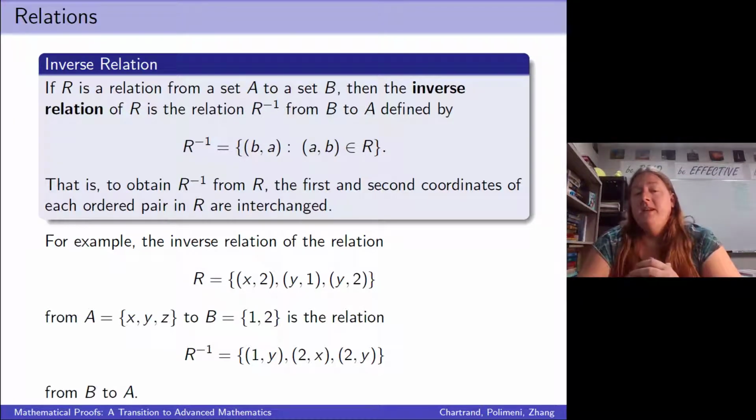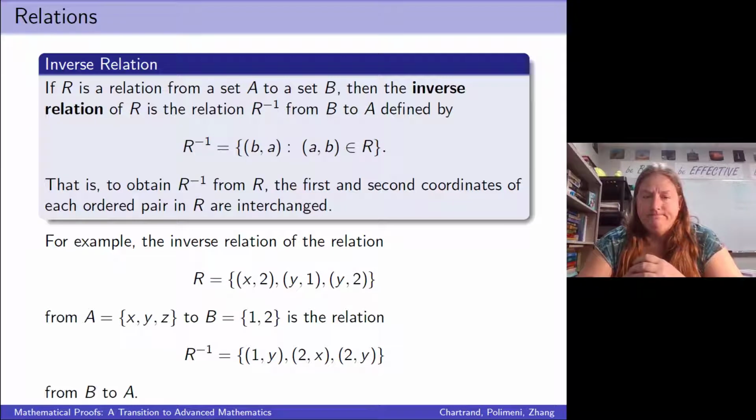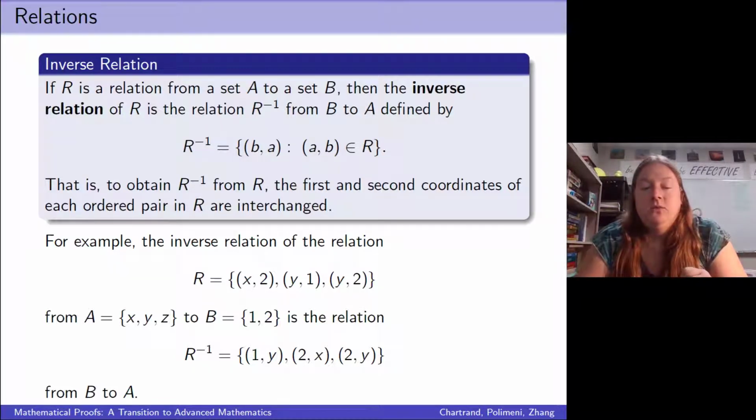So the way we define it is the inverse relation, R inverse, is going to be the set of ordered pairs (b, a) such that the ordered pair (a, b) is in the original relation R. So really all we're doing is changing the order of the ordered pairs in our relation, and we have our inverse relation. So our relation R that we've been working with, {(x,2), (y,1), (y,2)}, the inverse relation on that, we just flip the order of things showing up. So we see that we have (1,y) instead of (y,1), we have (2,x) instead of (x,2), and (2,y) instead of (y,2).